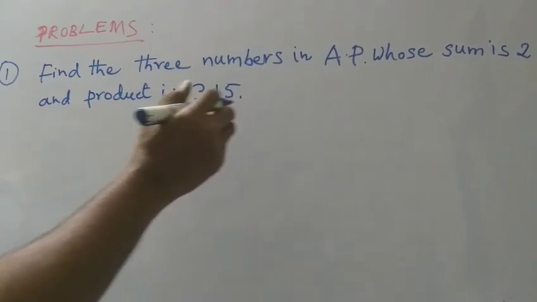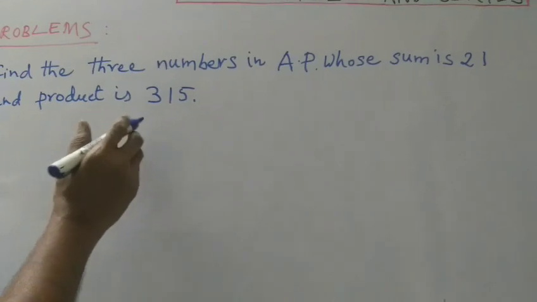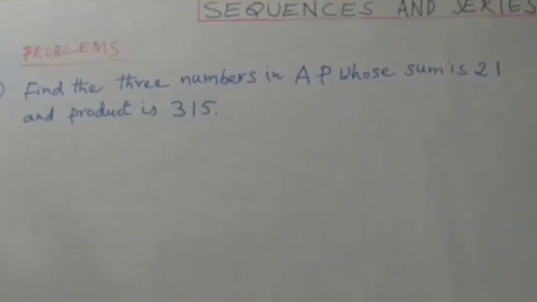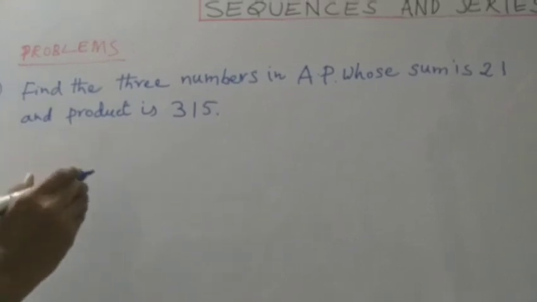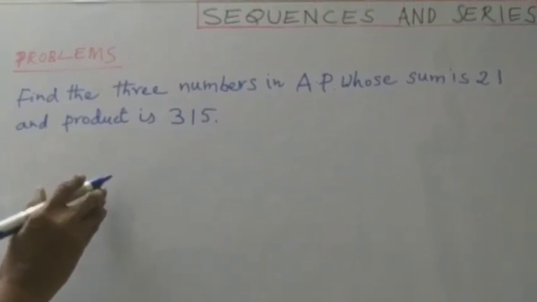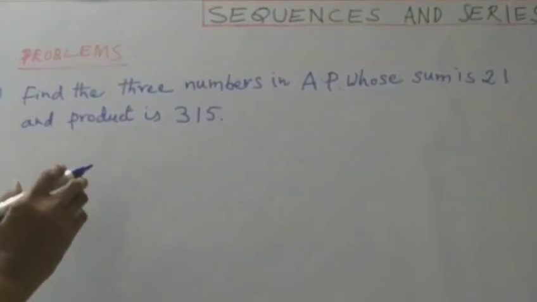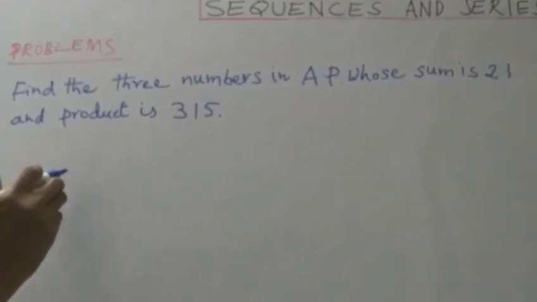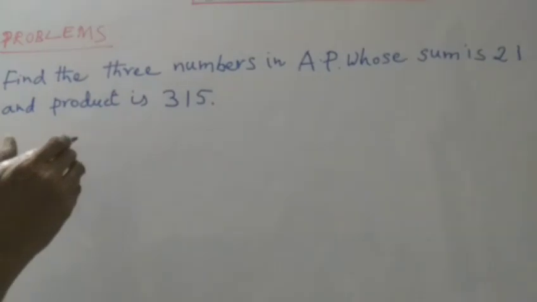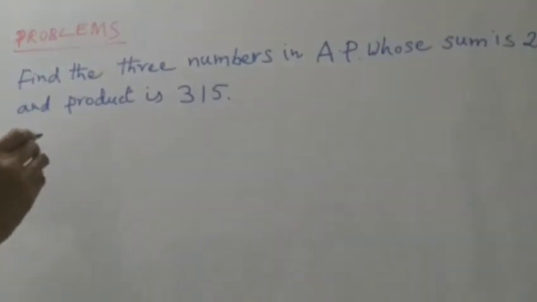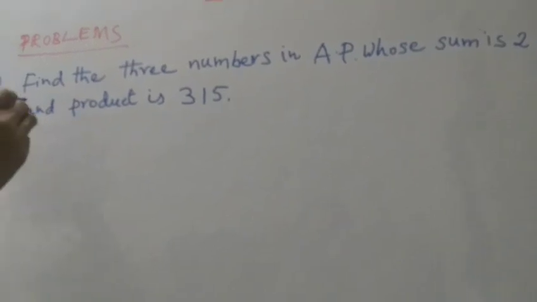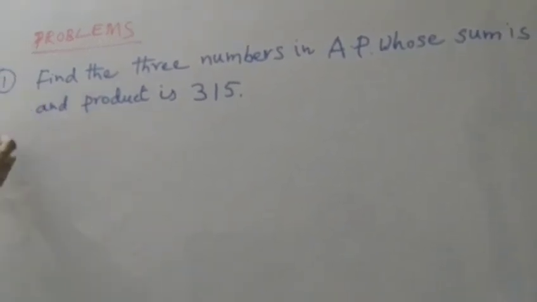Here we are given sum 21 and product 315. So just learn the tabular form, 3 terms, 4 terms and 5 terms and 6 terms. Just we have learnt by using 3 terms, 4 terms, 5 terms and so on. We are going to do the problems one by one. Now we have to do this problem first of all.